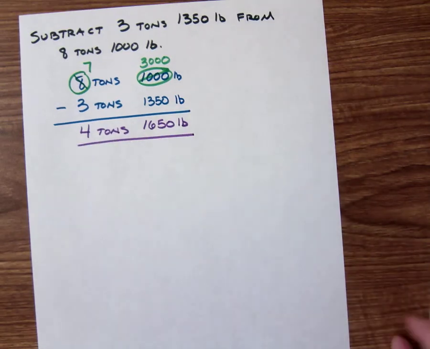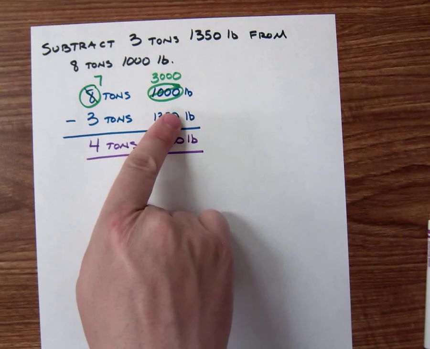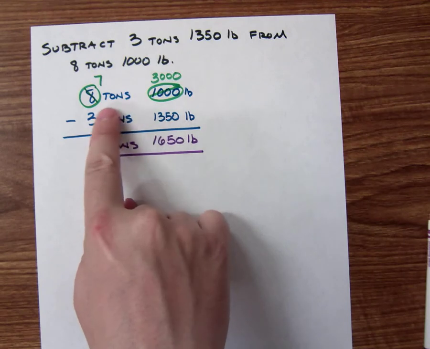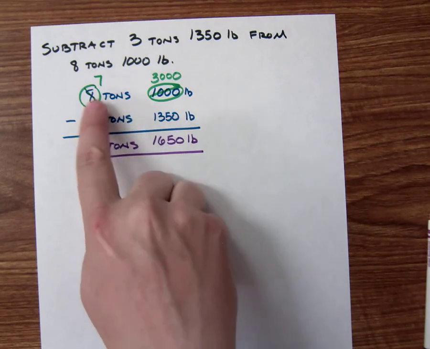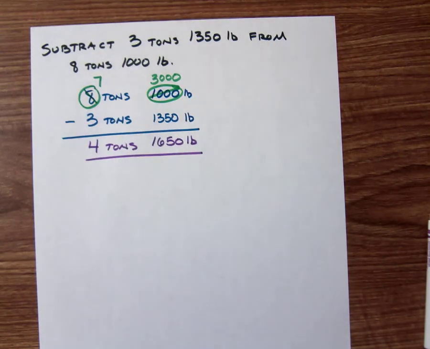Because there are 2,000 pounds in a ton, so I took 1 ton from here and I moved it over here. I took 2,000 pounds from this column, which is why I went from 8 to 7, and I added it to this column. Okay?